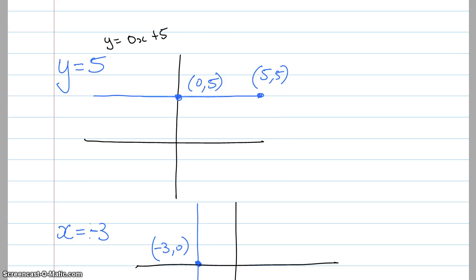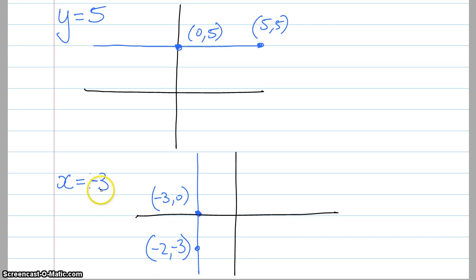And I guess the other one alongside that is this one here. If x equals negative 3, that means that no matter what y is, x is always negative 3. And I believe that that last one there is incorrect. So when y is 0, x is negative 3. And for this one here, when y is negative 2, x is negative 3. It's always negative 3, so it's a straight line parallel to the y-axis in this case.